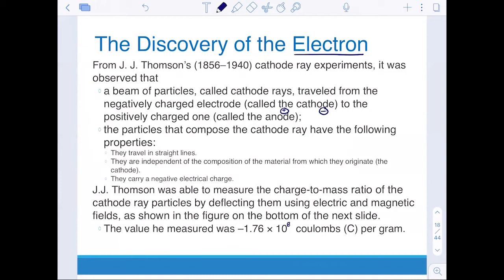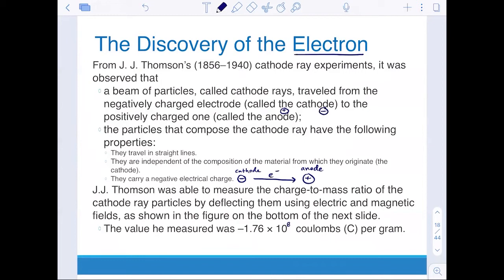The particles that composed the cathode ray had the following properties. They traveled in a straight line, they were independent of the composition of the material from which they originated, the cathode, and they carried a negative electric charge. How did he know that? Because they originated at the cathode and they traveled towards the anode. So that negative little charge, that's my abbreviation for the electron, e with a little negative charge up there, was one of the observations that he had.